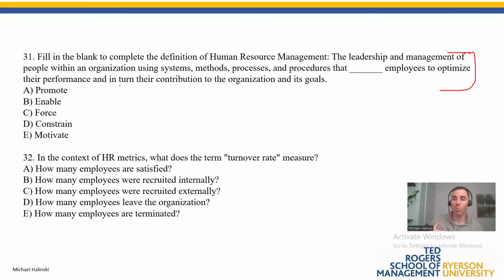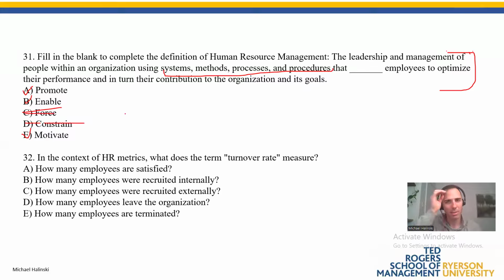So it's something that you want to occur, right? Based on reading this, this definition is all about you use these mechanisms, as I said in class, to enhance. You want the following to occur: you want employees to optimize their performance, okay? So possibly promote could work, possibly enable. You don't want to force them. You don't want to constrain them. Possibly motivate. Okay, now that's kind of the first pass as to what we are looking at.